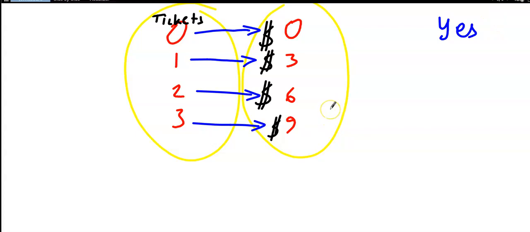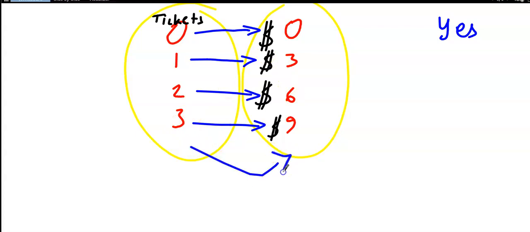If the problem asks you to describe the relation between the number of tickets and the price, well, you can see that all of these are going up by 1, by 1, by 1, and these are going up by 3, by 3, by 3. But what is the relation between the tickets and the cost? So as you buy 0 tickets, you pay $0. As you buy 1 ticket, you pay 3. As you buy 2, you pay 6. As you buy 3, you pay 9.